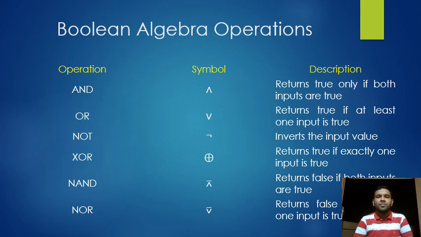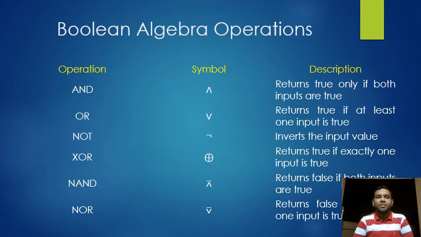Next is the OR operation. This one returns true if at least one input is true. Suppose this or this, either one or the next input, if any one is true, then the operation returns true. The NOT operation is usually used to invert the input value. For example, if the input value is 1, the output value would be 0, and similarly if the input value is 0, the output value would be 1.